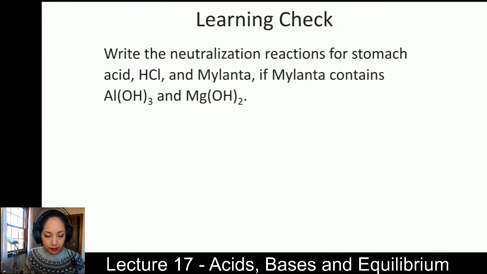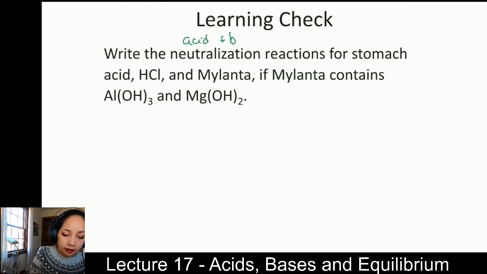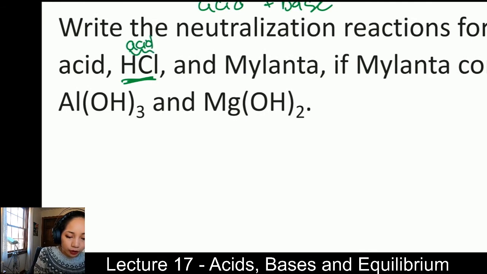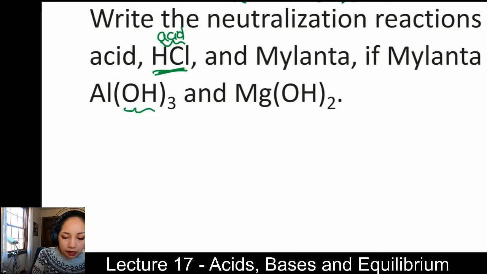All right, so let's do a learning check of thinking about neutralization. Remember, neutralization is an acid plus a base to give water and a salt. So let's write the neutralization reaction for stomach acid, HCl, and Mylanta, which is a drug that contains aluminum hydroxide and magnesium hydroxide. This is just to calm upset stomachs, right? So stomach acid is our acid part of our neutralization reaction. Magnesium hydroxide and aluminum hydroxide are both bases.